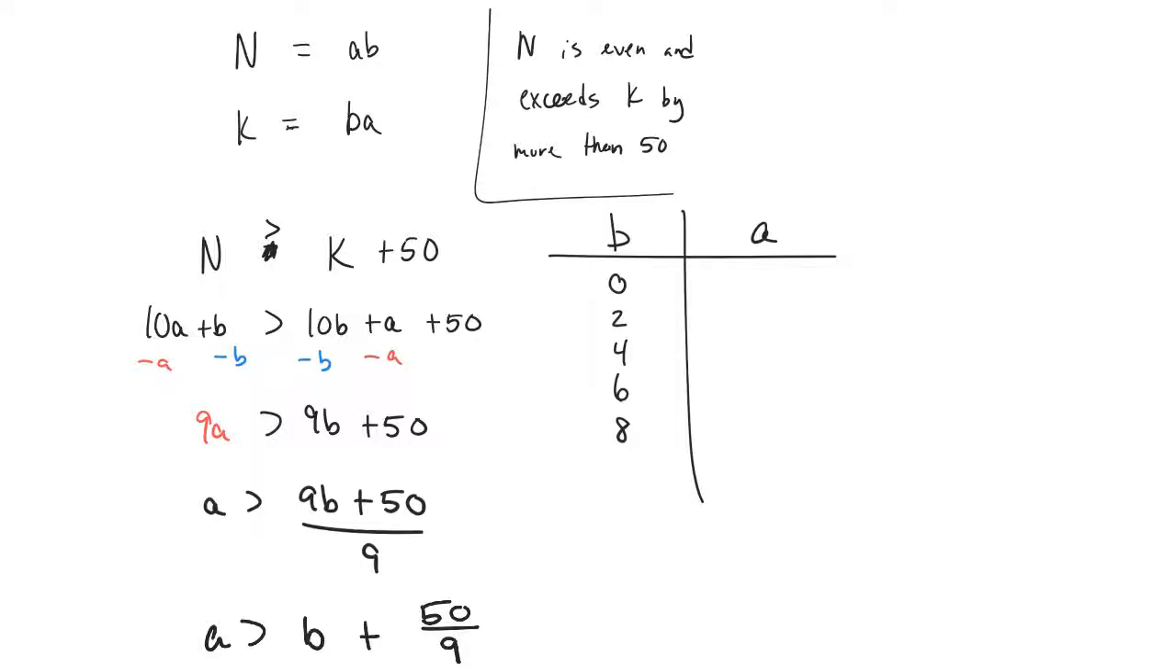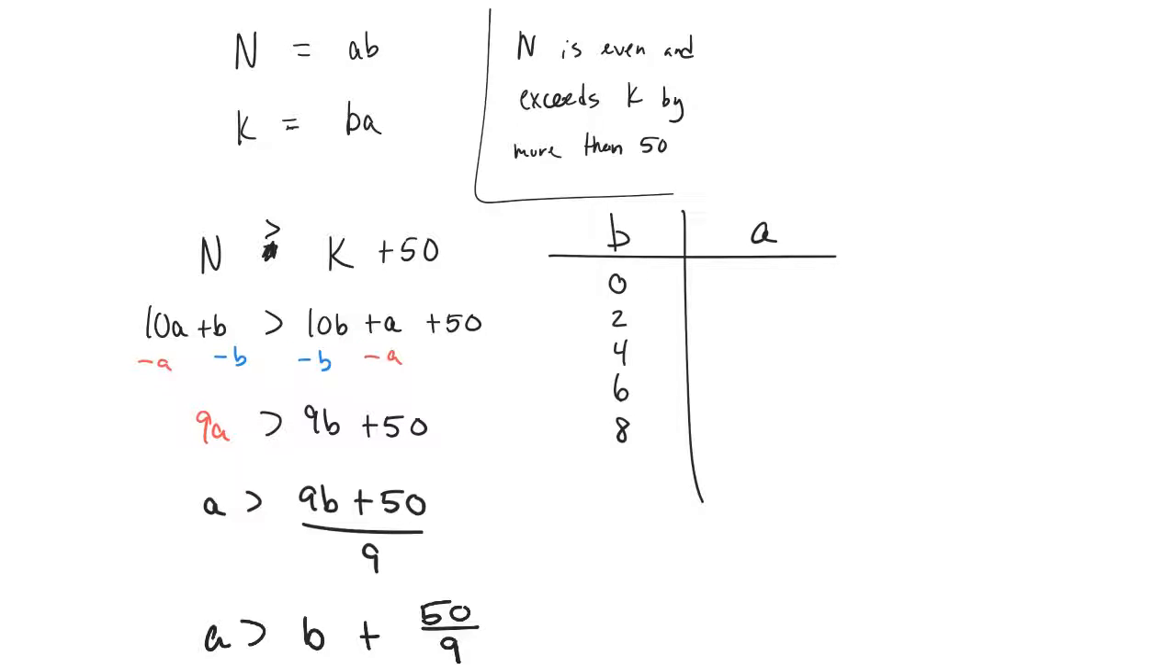What integers for A are greater than 50 over 9? And these integers, remember, have to be single-digit integers because A and B are single digits. 6 and above. 6 and above, why? Because 50 over 9 is 5 and change. I just want to make sure we're clear on that, right?